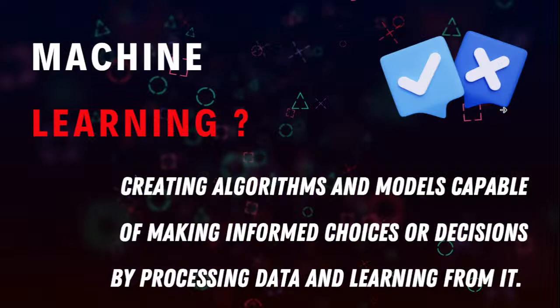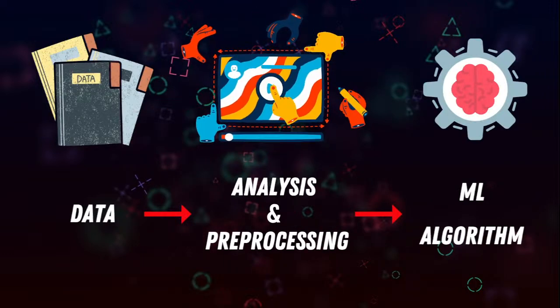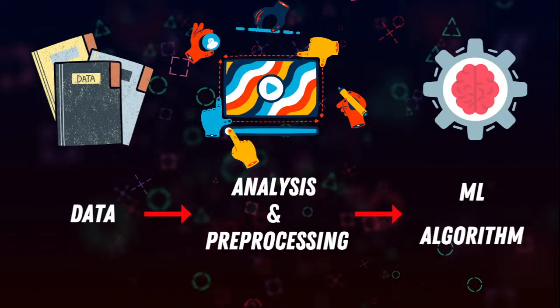So machine learning is a thing where we'll be creating algorithms and models which are capable of making informed choices or decisions by processing data and learning from it. So now if I have the data, what I'll be doing is creating algorithms or models which are capable of making informed choices or decisions by processing the data and learning from it. So this is what happens in machine learning.